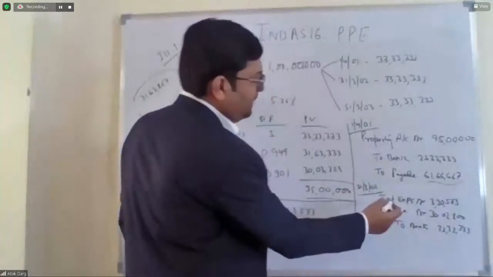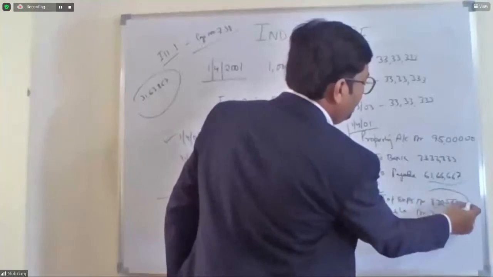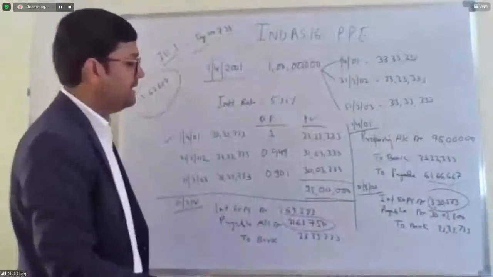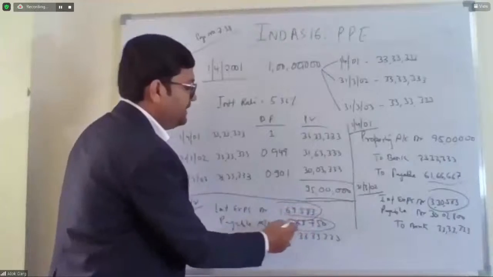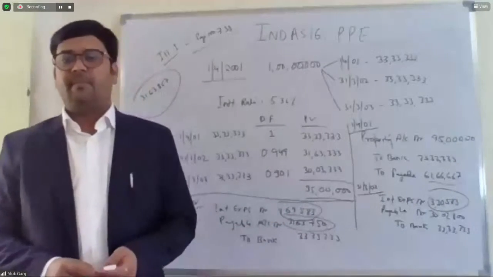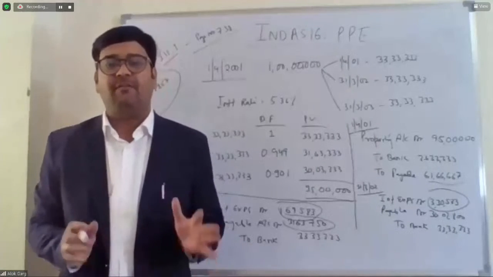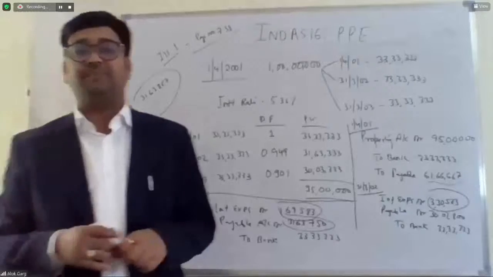So in the first year, interest of 330,533 has been recognized. In the second year, interest of 169,583 has been recognized. Okay. Understood? So friends, today we have covered the concept of, we understood what is PPE.